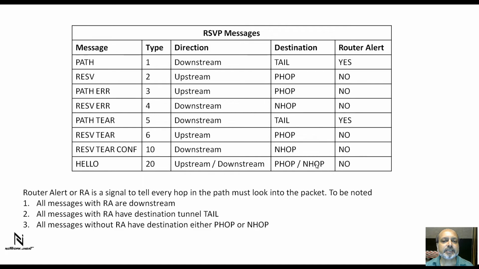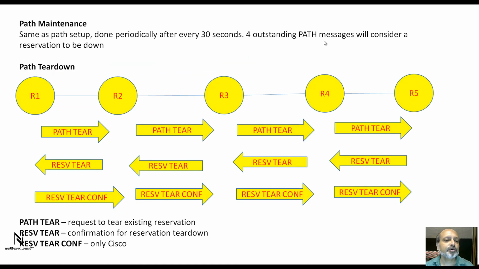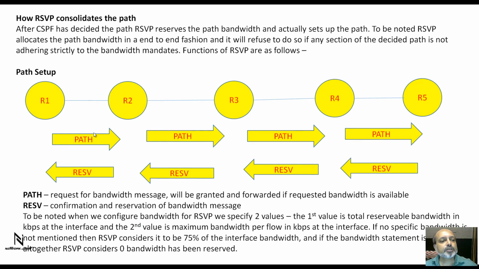Let me just explain it with respect to this diagram. If you consider this path message, the path message is directly carried forward, right? From R1 to R5, it is directly carried forward. So it is directly targeted for the tail, right? It is a downstream message and it is directly targeted for the tail.